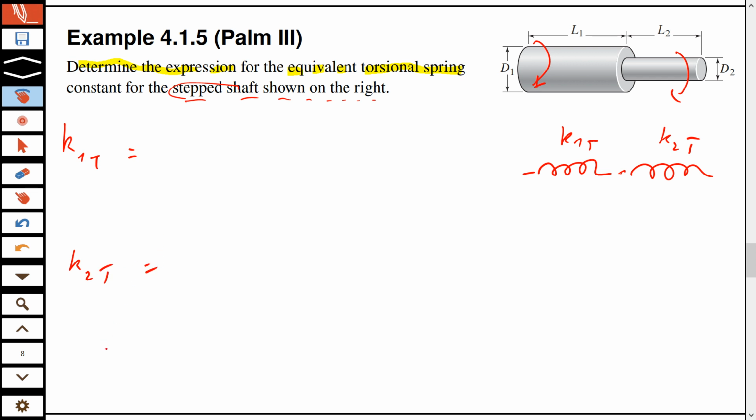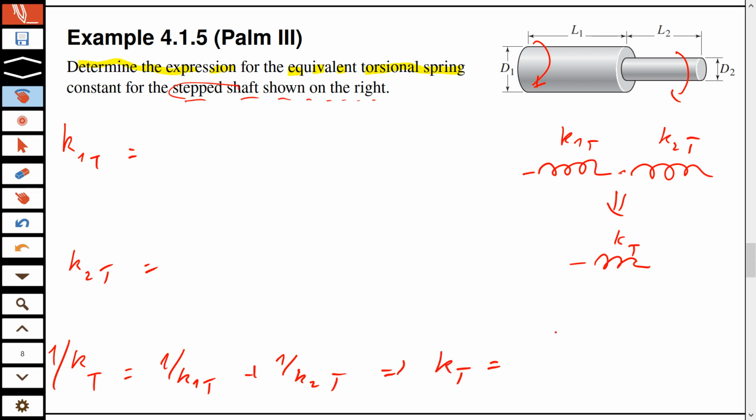And once we do that, because they are in series, their equivalent KT will be: 1 over KT equals 1 over K1T plus 1 over K2T. We can solve this by multiplying the two, K1T times K2T, over K1T plus K2T. That we can do. But the question now is, how do we work out these expressions?